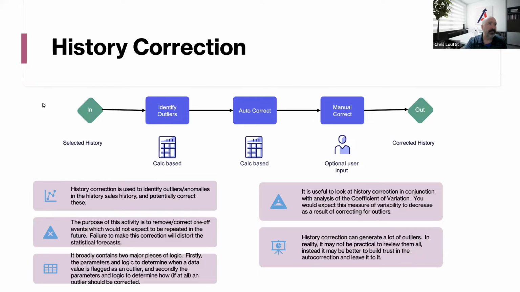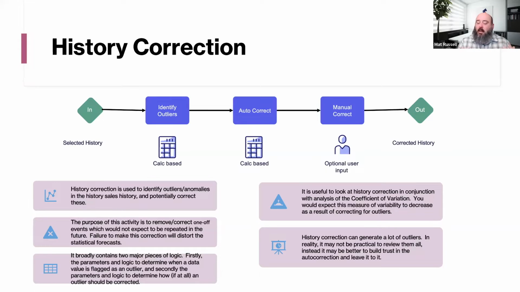So we start with the selected history in. We've got calc-based identifying the outliers. We can auto-correct those. We can manually correct those. So there's really 2 pieces of logic here. Firstly, it's parameters and logic to determine when a data value is flagged as an outlier. And secondly, parameters to determine how we address the outlier.